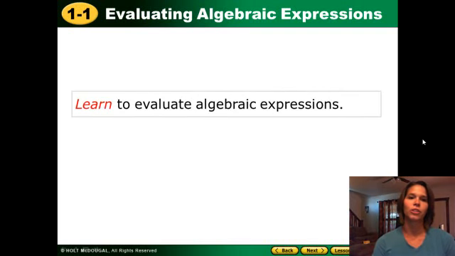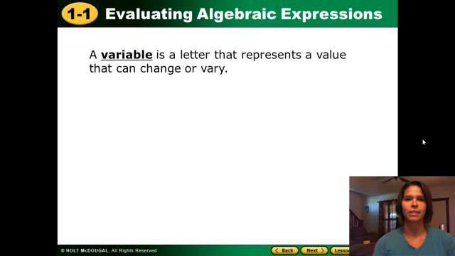Lesson 1-1. Learn to evaluate algebraic expressions. First, let's go through the vocabulary. You can choose to either write it down now or go back and fill it in later.